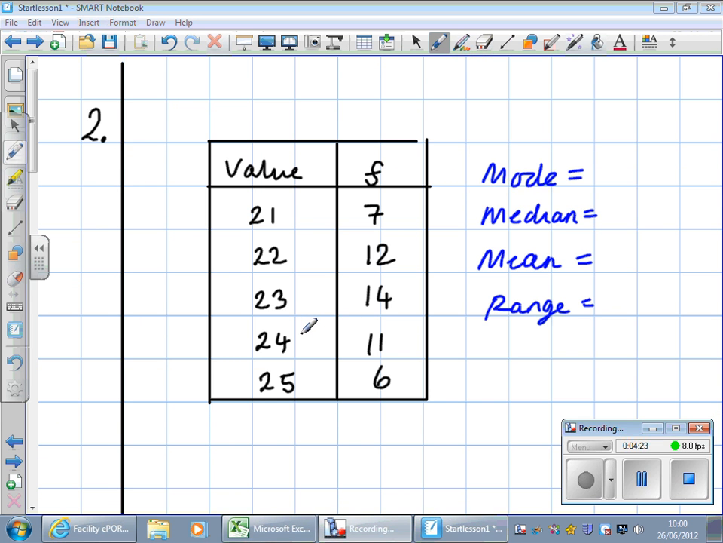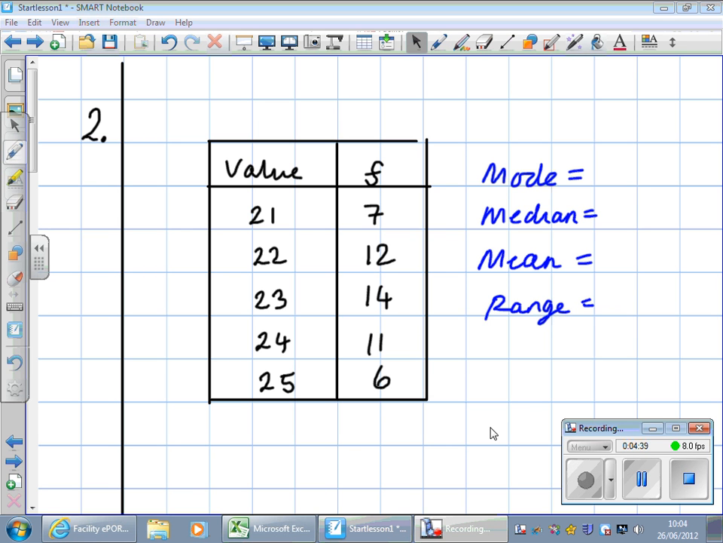Right, so welcome back. So if you copy down the table, I want you to work out the mode, the median, the mean, and the range. So if you're doing this at home via the internet, put it on pause, calculate it, and then watch as it goes through the answer.